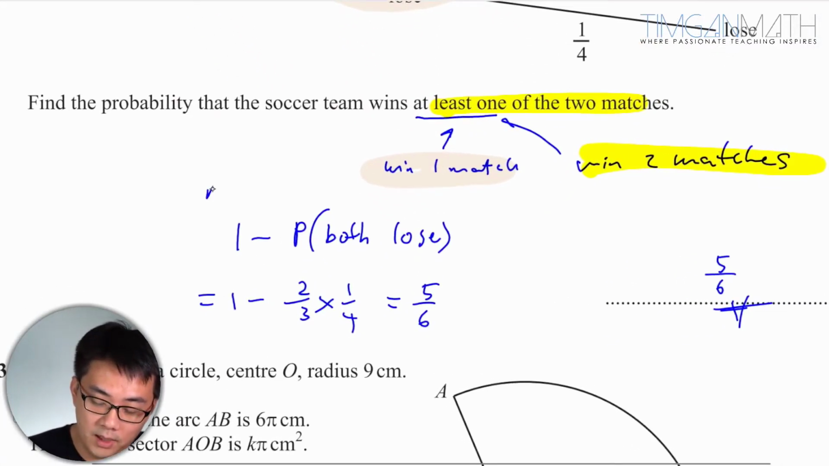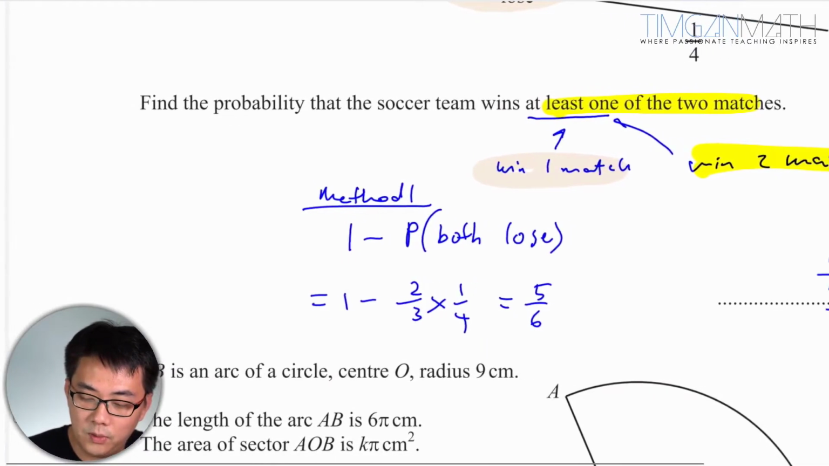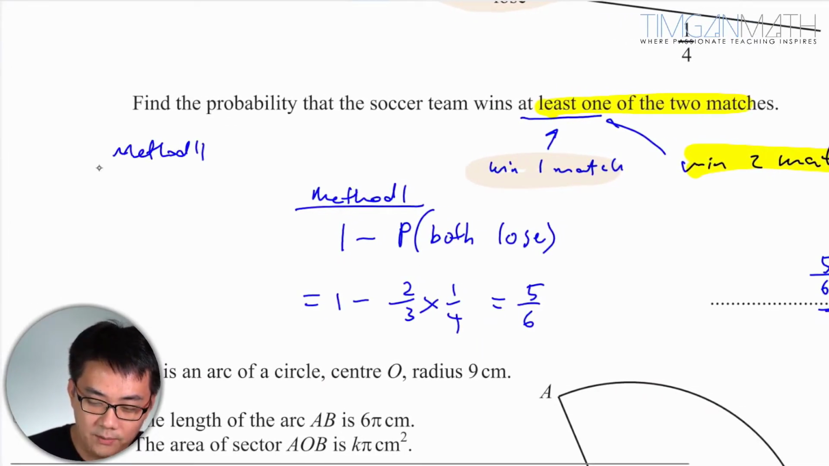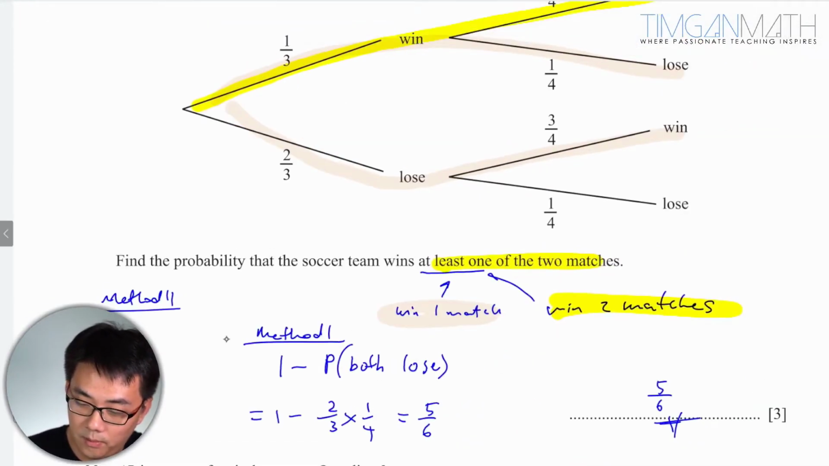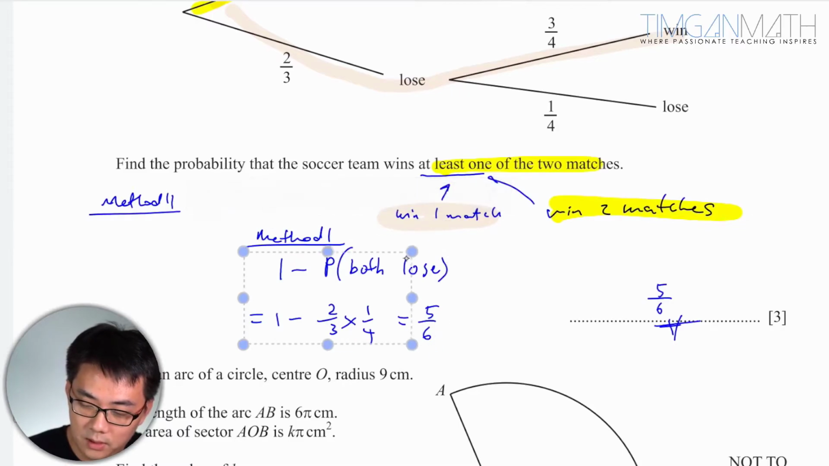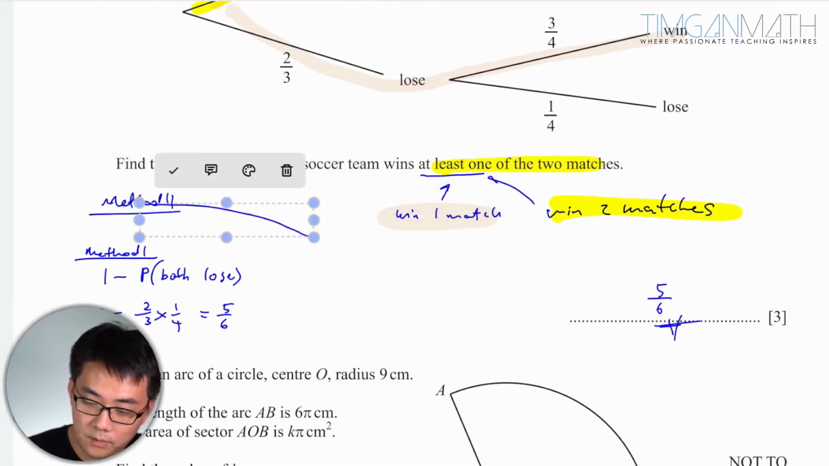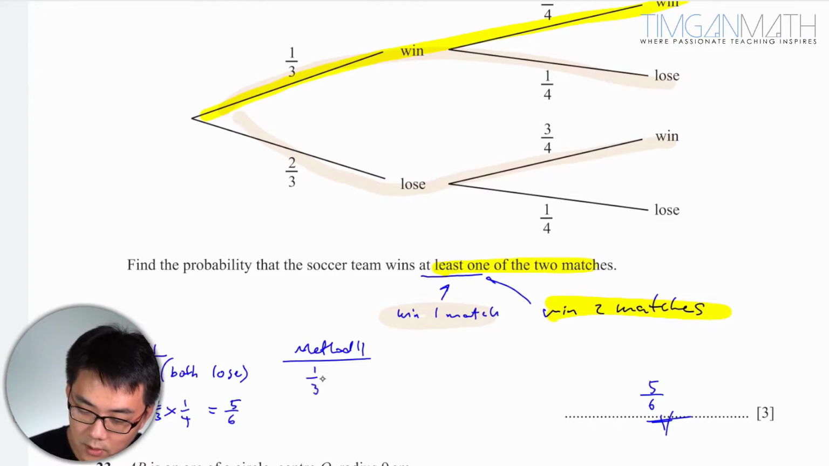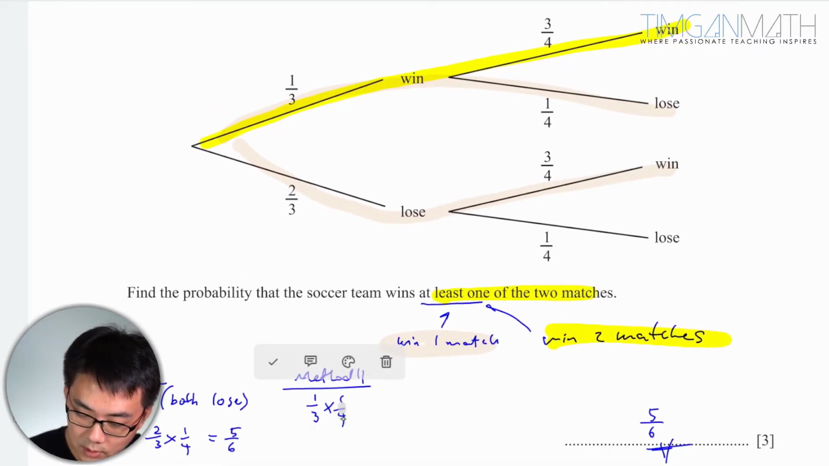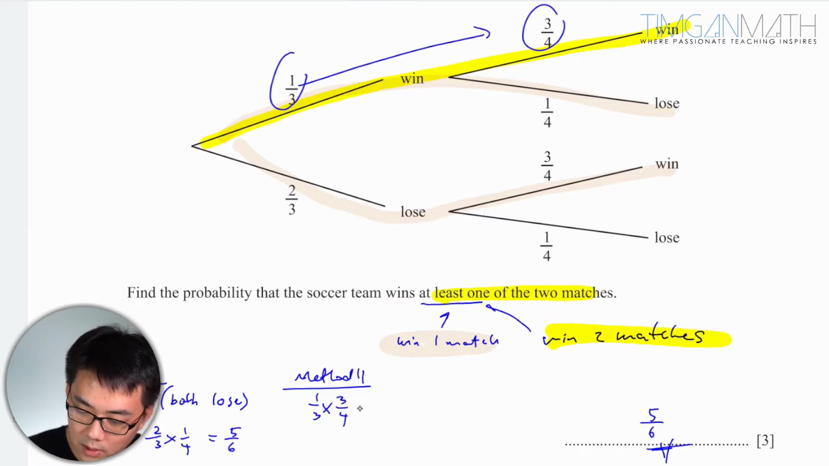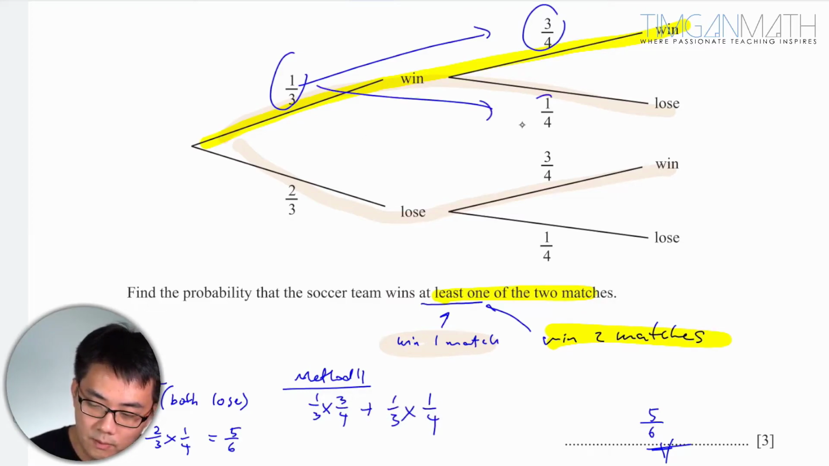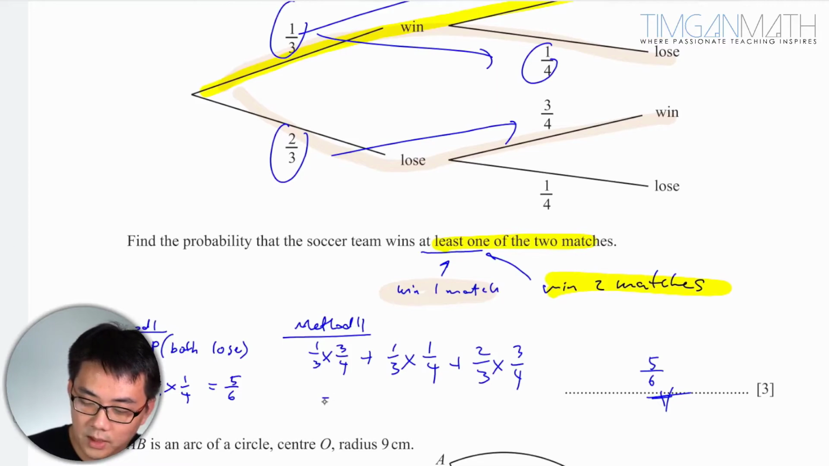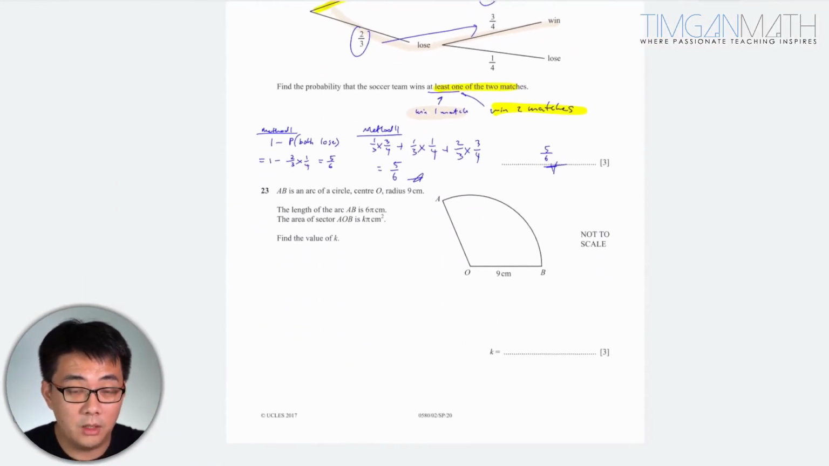So this is method 1. Method 2, you can just add everything up, it's fine. You just add all the branches that you see, it works as well. You just write it down. So you take 1/3 times 3/4 here, then plus 1/3 times 1/4 here, plus 2/3 times 3/4 here. And you just add everything up, you will get the same answer. Okay? So that's how you do this part here.